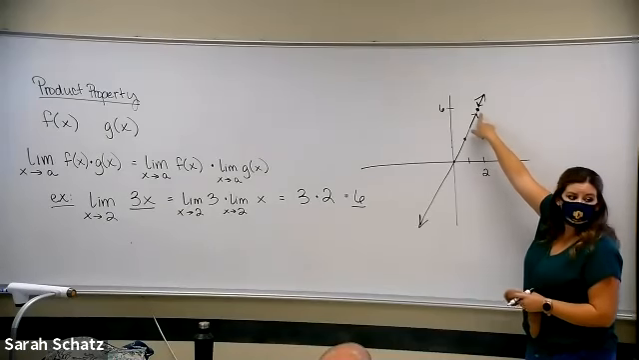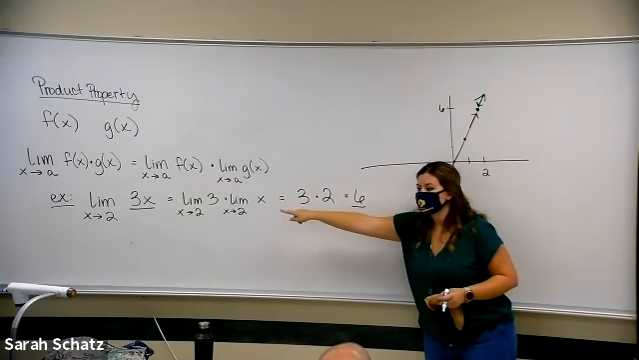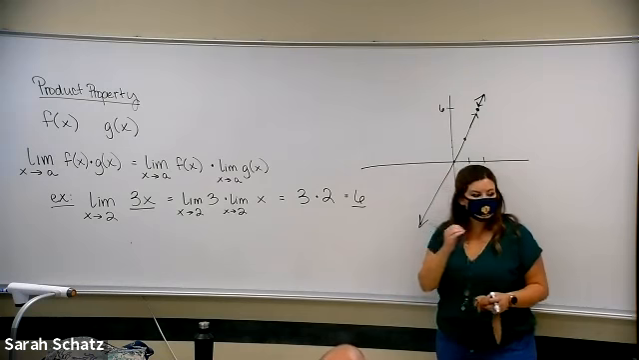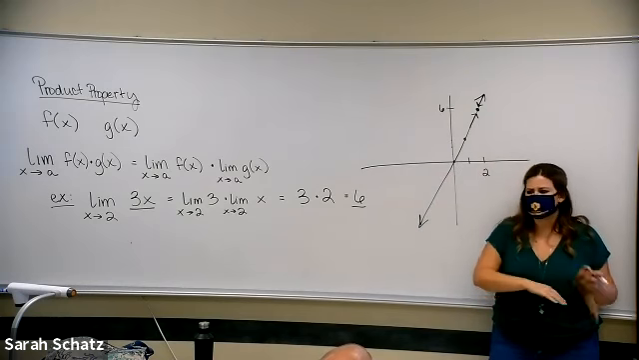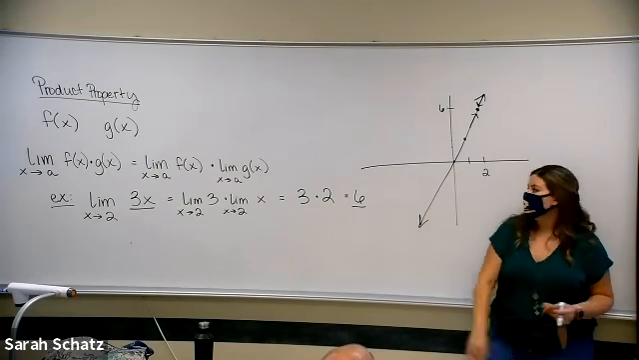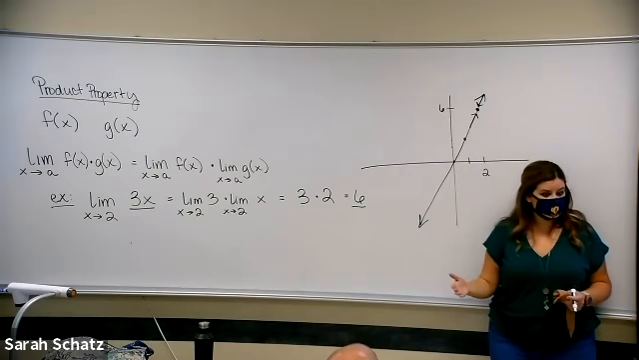It doesn't have a hole here. If that was a hole, then I couldn't just stick 2 in for x and get an answer, right? It doesn't have a hole. It doesn't have an asymptote. It doesn't have a crazy jump. It does exactly what you think it's going to do. That's why its limit and the function value there are exactly the same.